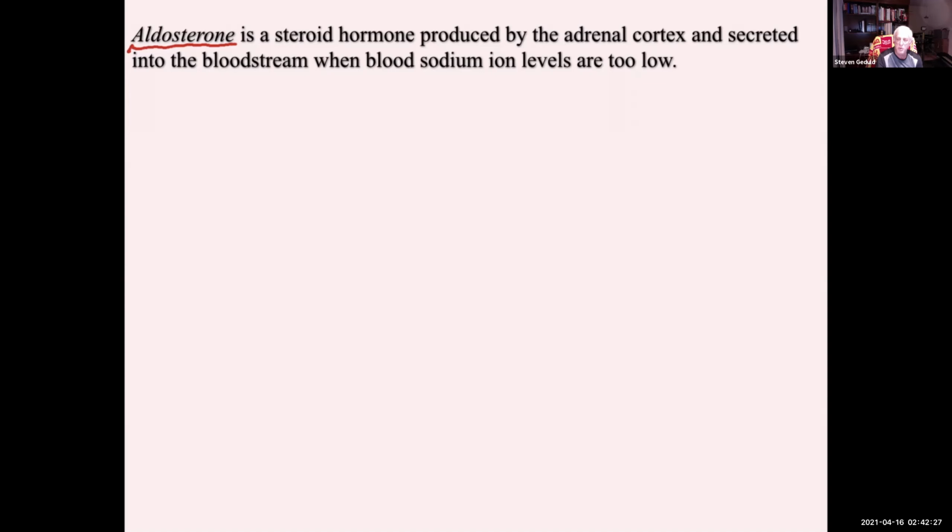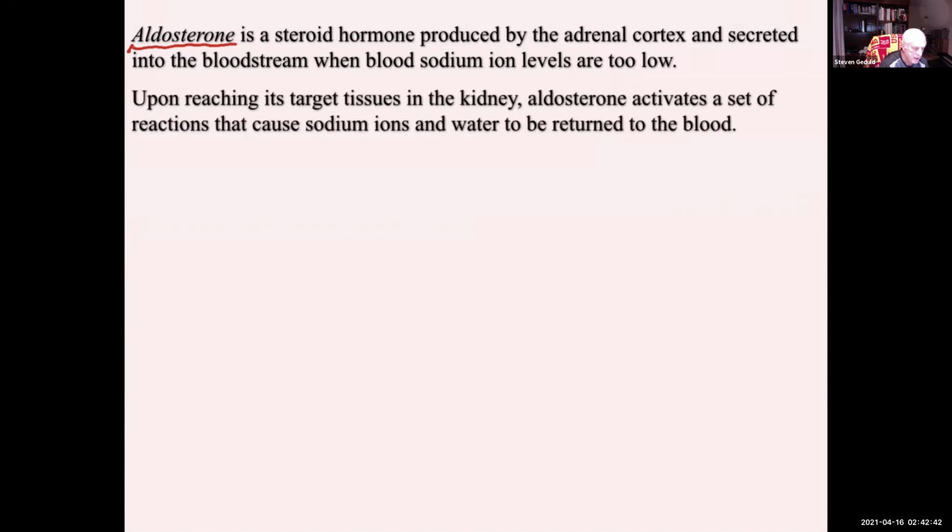When sodium moves with the water, so when you reabsorb water, you reabsorb sodium, and it prevents the kidneys from filtering out water and sodium, so it stays more in the body. That's why it's called an anti-diuretic hormone. It's the opposite of being on a diuretic. Upon reaching its target tissue in the kidney, aldosterone activates a set of reactions that cause sodium ions and water to be returned to the blood.